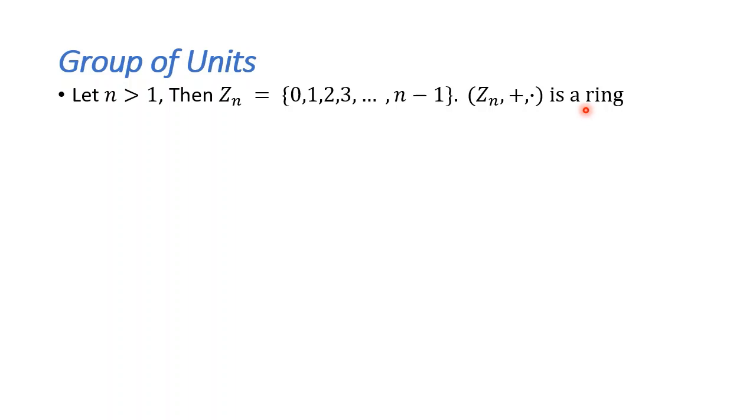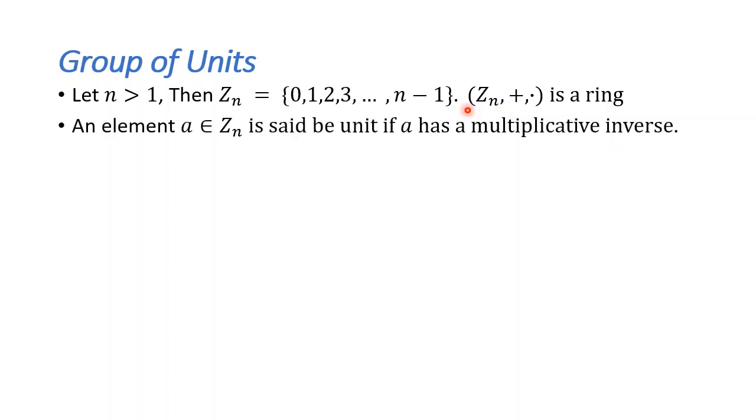But in a ring, a multiplicative inverse need not exist for all elements. Suppose it exists, then that element is called a unit. An element a belonging to Zn is said to be a unit if it has a multiplicative inverse. Collect all such elements of this Zn and name it as Un. So Un is equal to the set of all units of Zn.